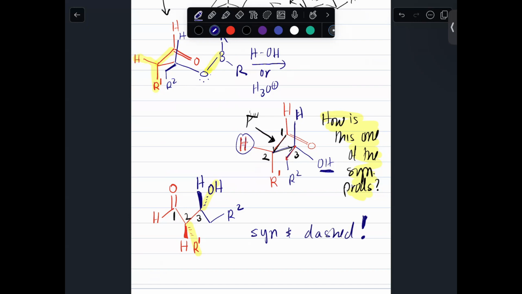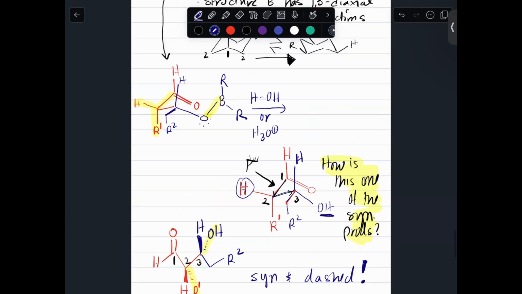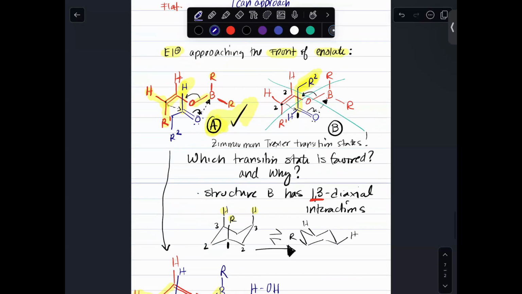Okay, this is only explaining one of the syn products. It is not explaining the syn wedged. It is just explaining the syn dashed product. Okay. So the Z-enolate with the aldehyde approaching the front gives us the syn dashed. So now we can talk about the electrophile approaching the back of the enolate.